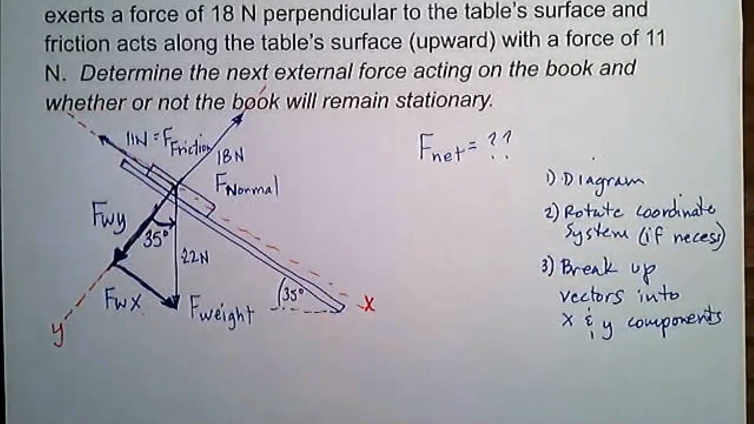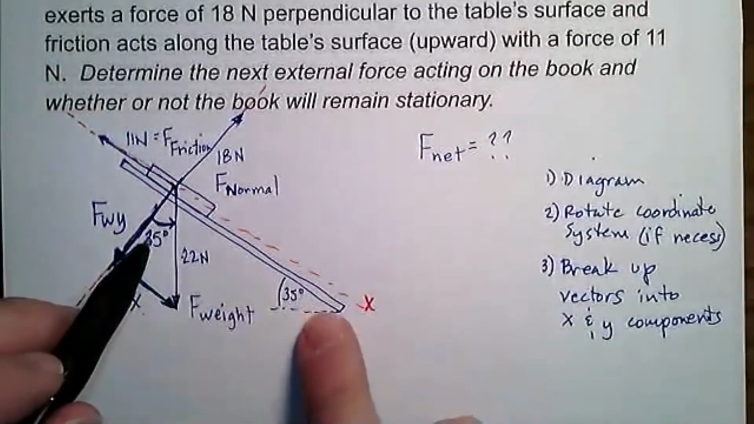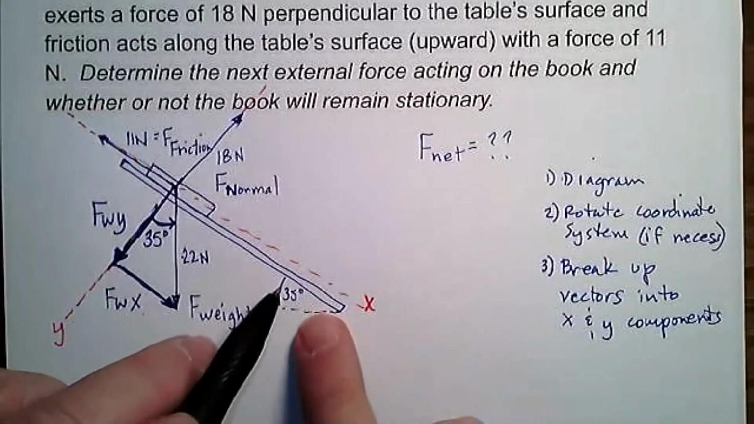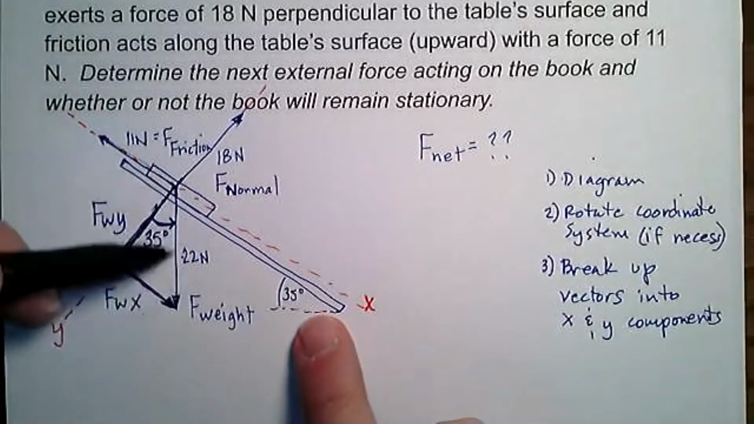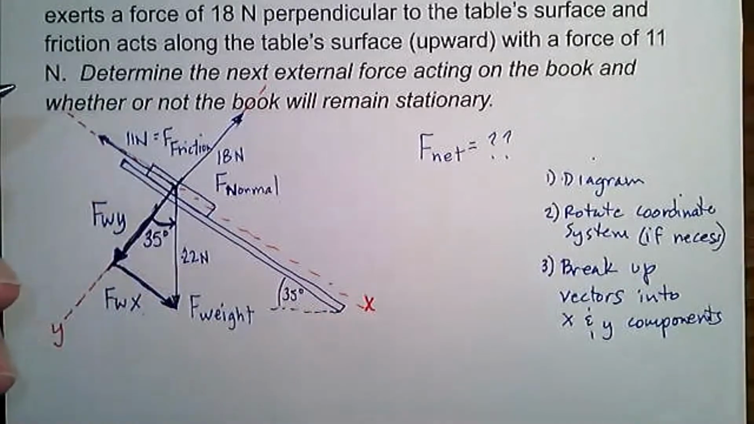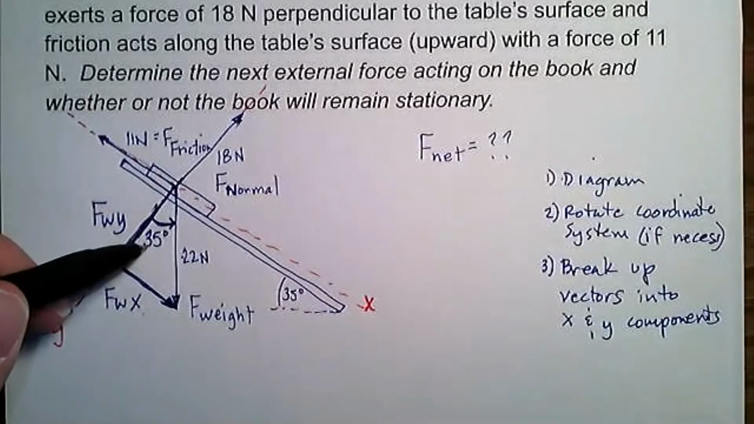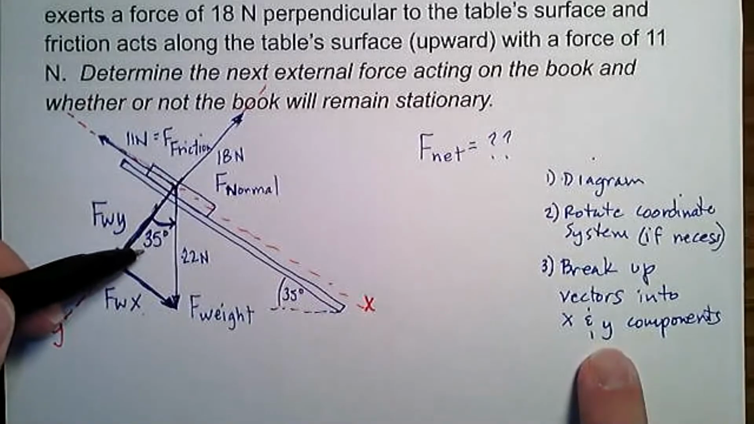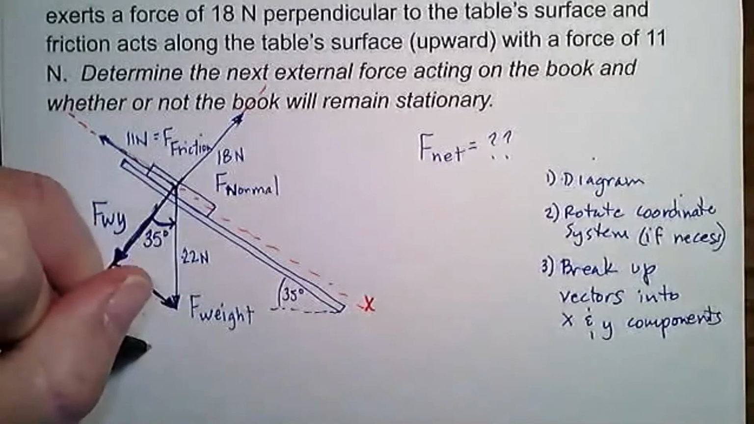Now, hopefully you follow the logic. If not, just remember that when you do this kind of question, whatever your angle is of the slope, it's always going to be this angle here because of the fact that weight always points straight down. So we now know what that angle is. So if I want to break up those vectors into x and y components, it's really not too tough.